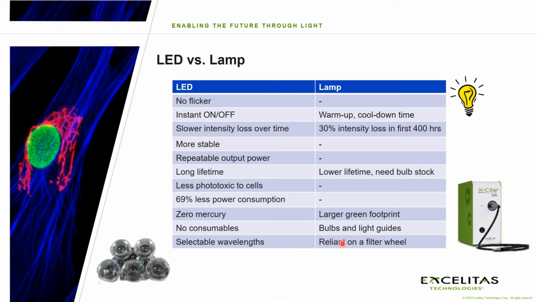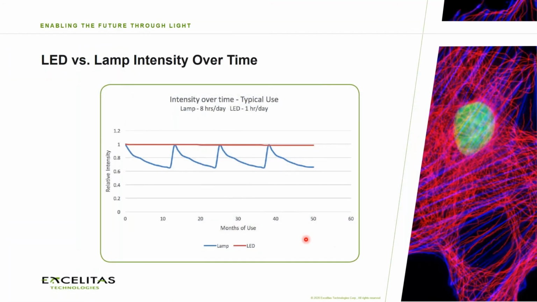And LEDs also have an option to select different wavelengths. There are broadband LED options, but there are also selectable LED options. Whereas in a lamp, you get the entire spectrum and you have to use a filter wheel in order to filter out the light to excite the fluorophores of interest.